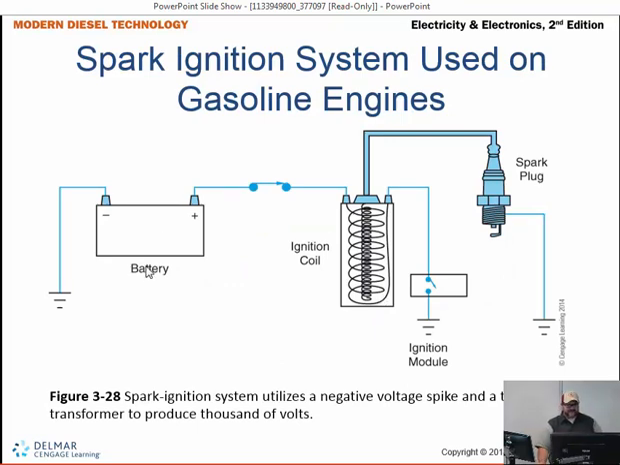And here in our diagram, you'll see that. So what's happening here is we've got our negative, right? We're connected to the chassis.